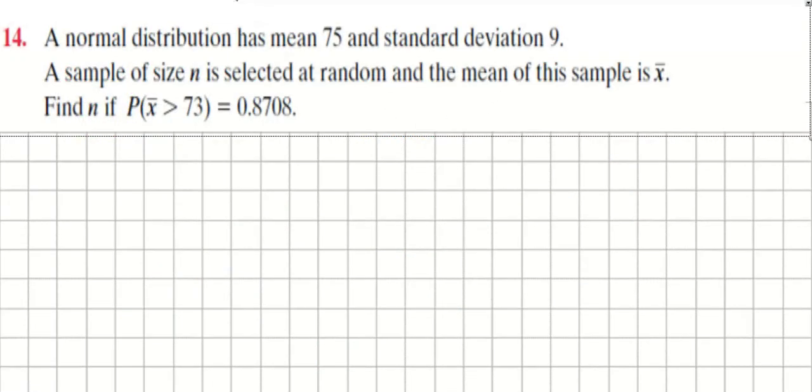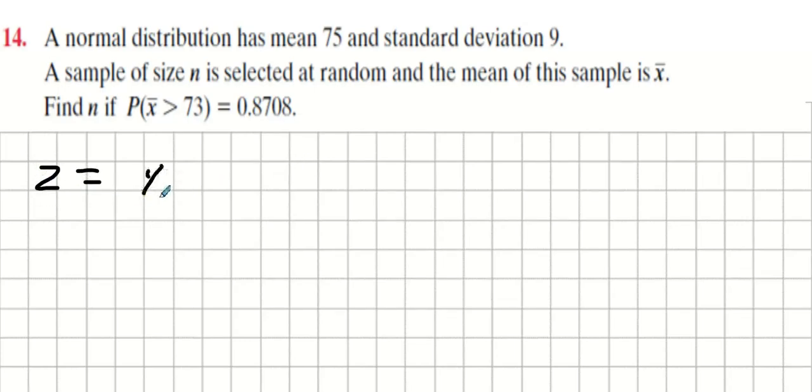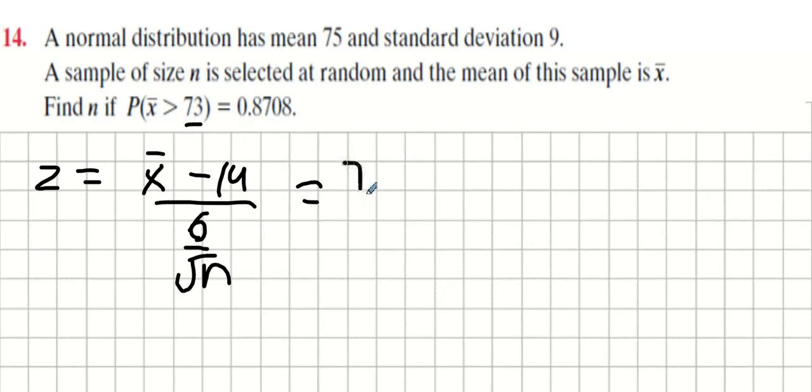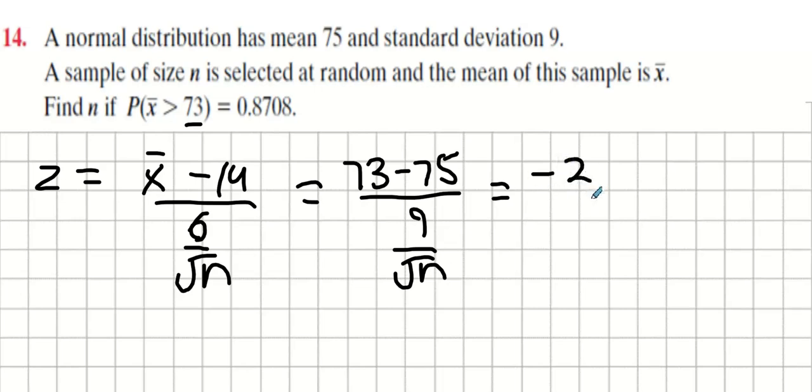What we normally do is we'd find a Z score, and we'd go X bar take away mu all over sigma over root n. What's the goal of the question? I'm not going to be able to fill that part in, right? But I'll go ahead anyway. 73 take away mu, all over 9 over square root of n. And we're below average anyway. Is that agreed? So it's minus 2, 9 over root n. And that's as far as I go.